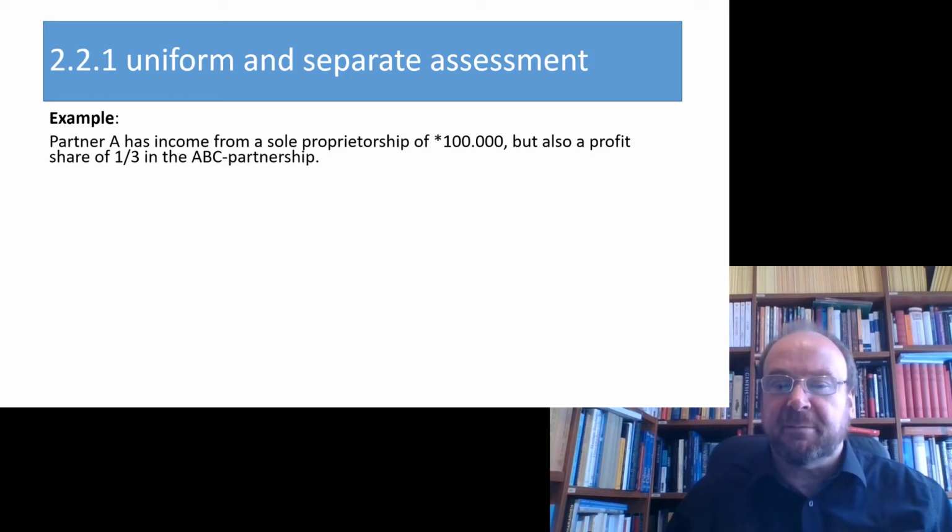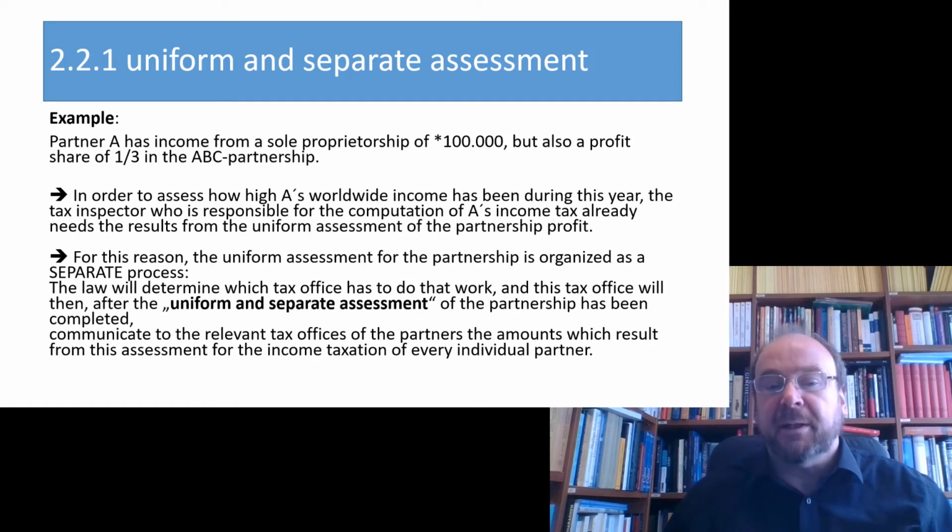Partner A has income from a sole proprietorship of 100,000, but also a profit share of 1/3 in the ABC partnership. Now, in order to know A's worldwide income, you need to know first all the income A made alone. Here it's the sole proprietorship income, but you also need the amount which results from the partnership. So until you have the final assessment, you have to wait for the uniform and separate assessment.